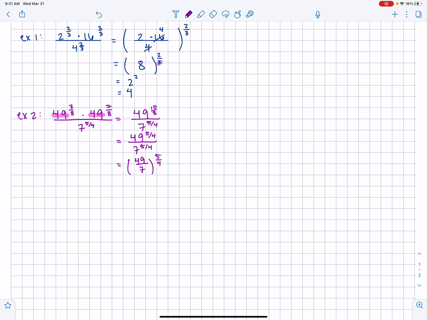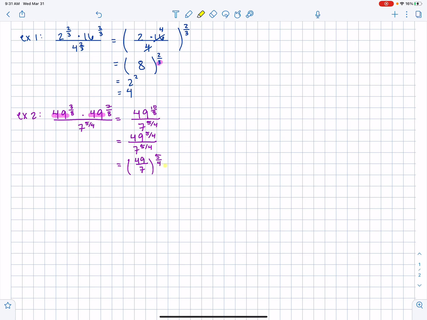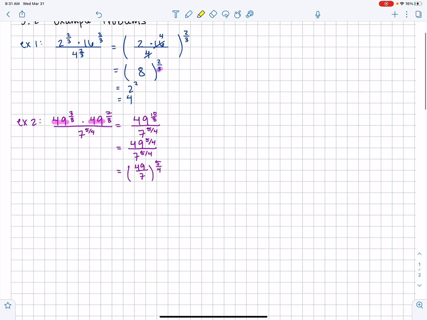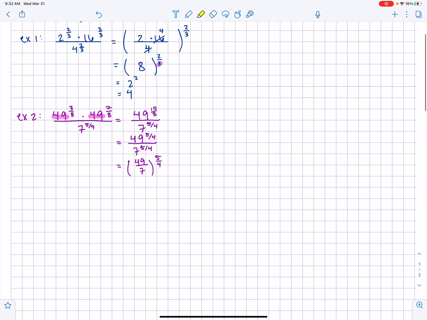Just an FYI here, if you were given this problem right here, you would go ahead and apply your exponent here. So we just did those exponent rules backwards. Exponent rules backwards on that one. All right, but what we love about that is that it allows us to reduce that 49 over 7 to 7 to the power of 5/4.